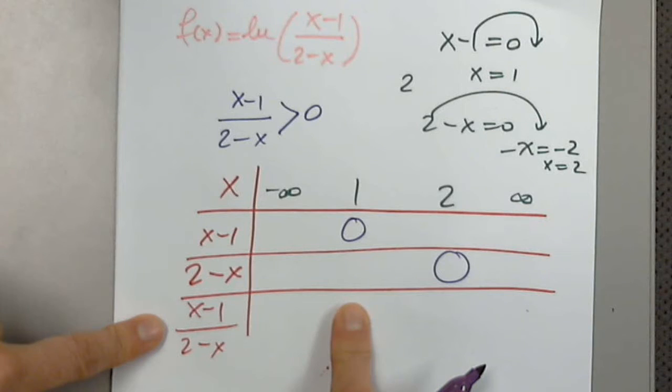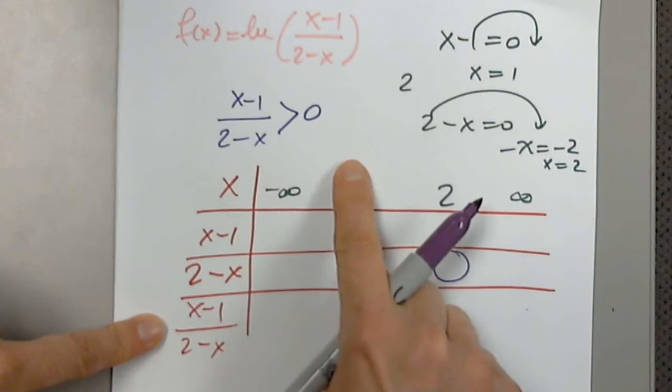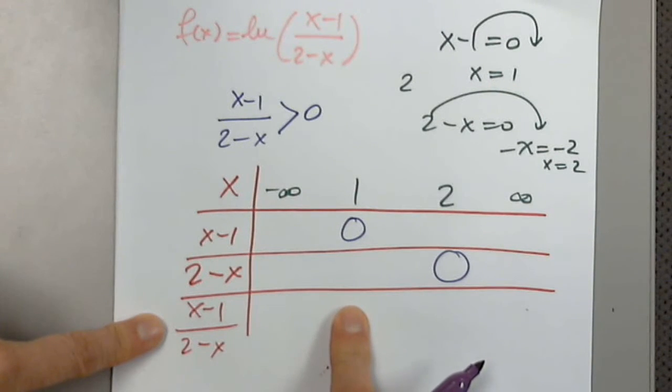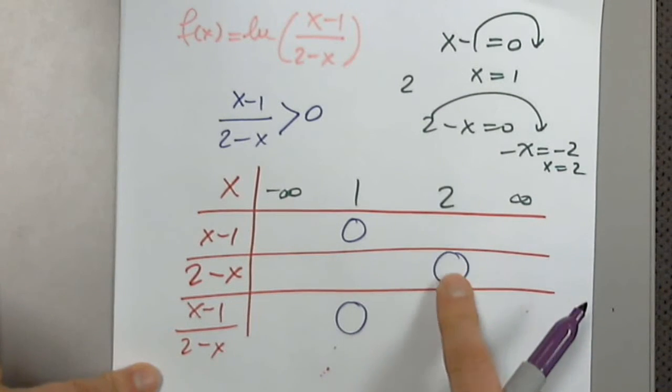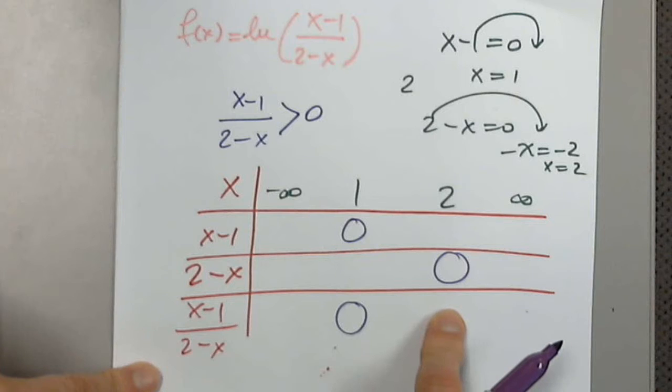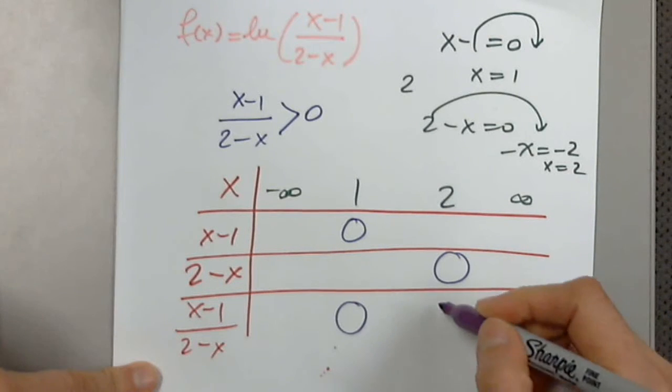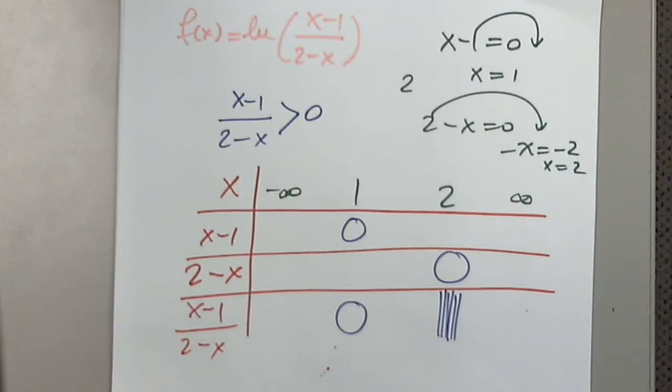Wait, what happens to the fraction under 1? Right, because the numerator is 0, the fraction is 0. Awesome. What happens to the fraction under 2? Undefined. Thank you very much. Wait, why did you put 0? A fraction is 0 when the numerator is 0, and a fraction is undefined when the denominator is 0.